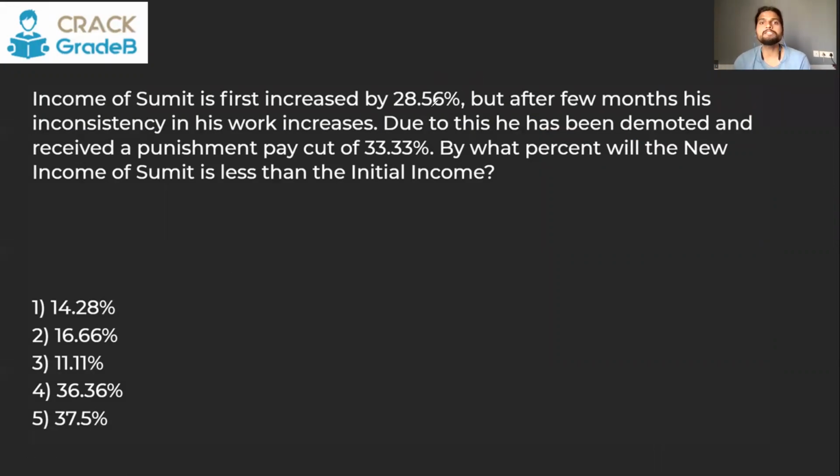Income of Sumit is first increased by 28.56%. Now, what is the fraction of 28.56%? If you see the table, 14.28% is 1 by 7. It is 2 times of it. So it is 2 by 7. The fraction value here is 2 by 7.